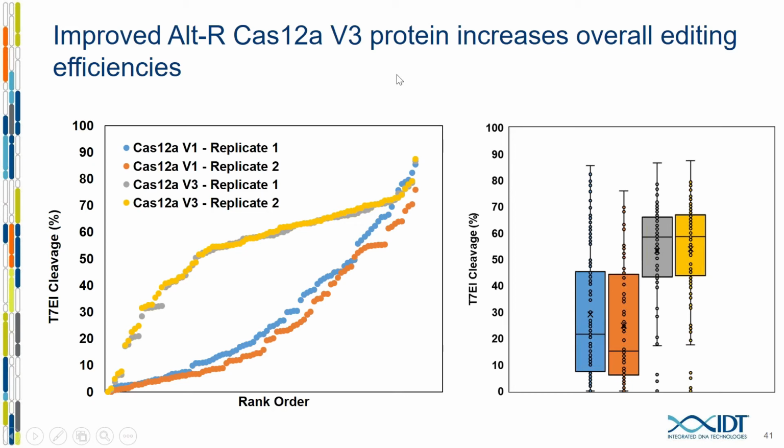So again, this is our V3 Cas12a, or formerly known as CPF1 protein, and this V3 product will be available at the end of the month. So very, very shortly.